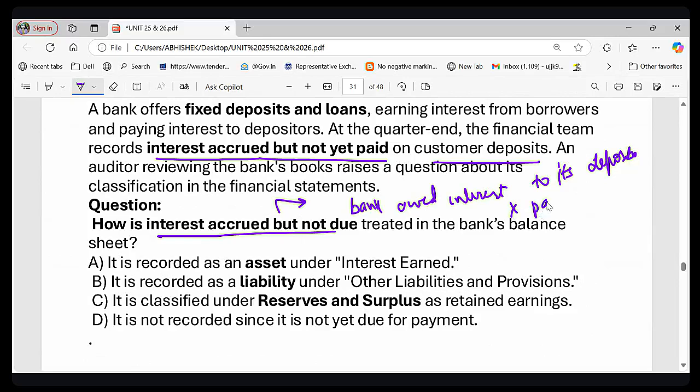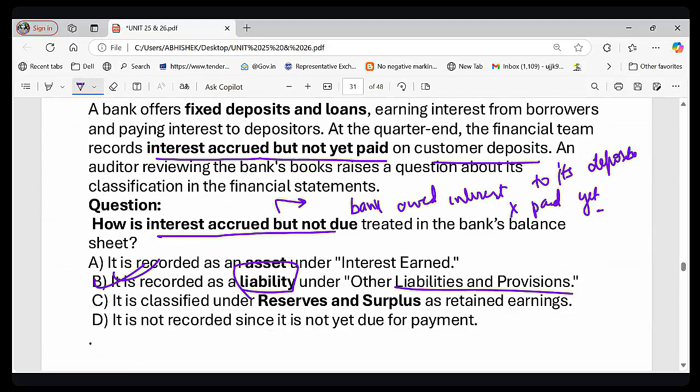The bank has not paid yet. So it is a kind of obligation for the bank, right? So that is why it is treated as a liability until the actual payment is made. So on the balance sheet, it is recorded as the other liability and provision.